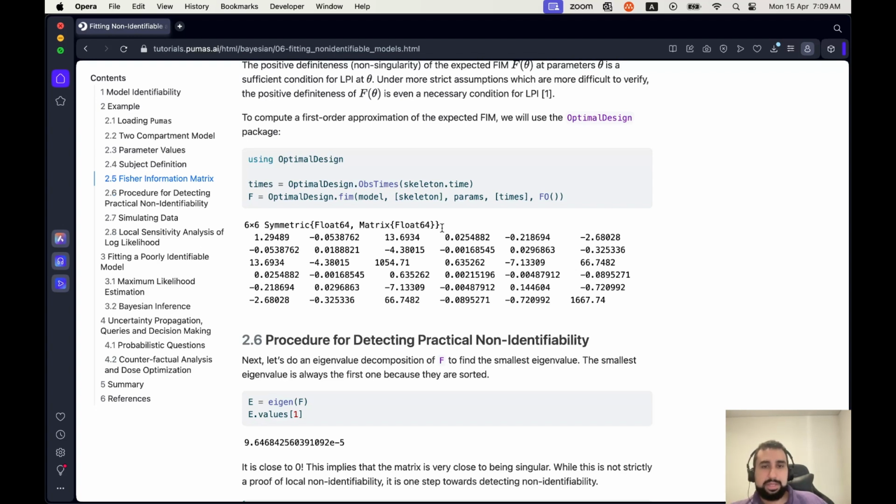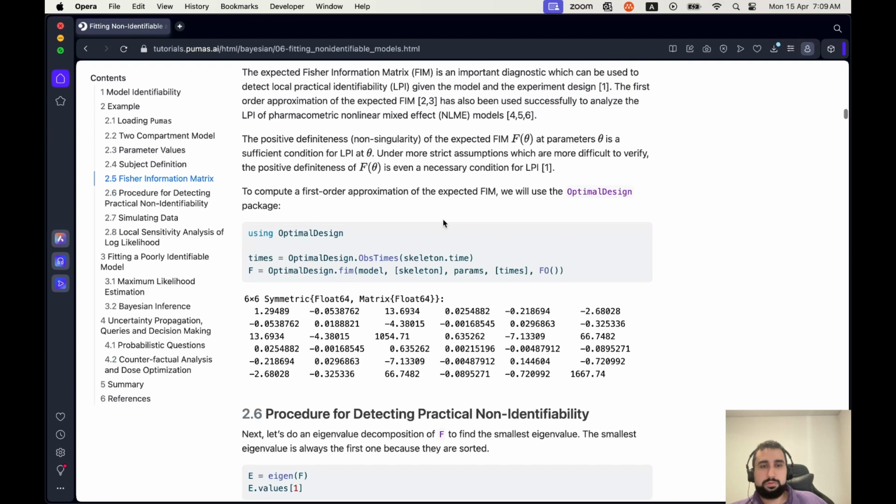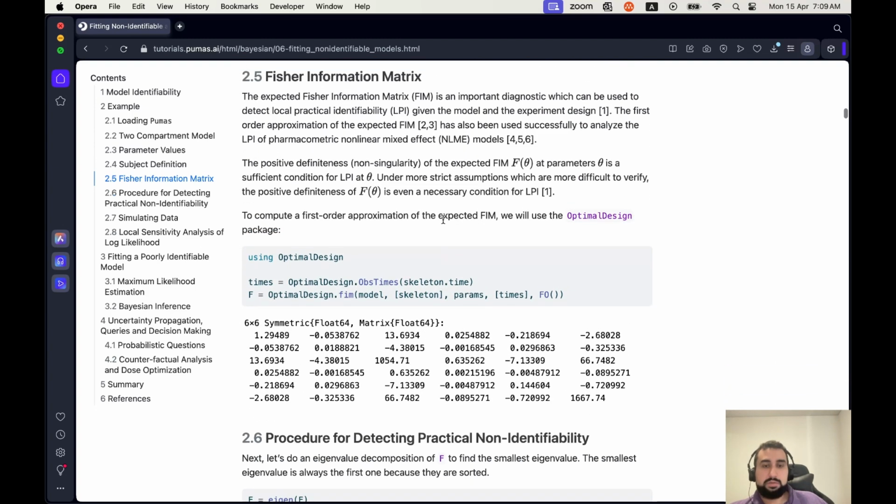We'll see. If it's positive definite, then for your model that's already a proof. You can think of this as a certificate of local identifiability. If this matrix is positive definite, then we say that your model is locally identifiable given the experiment design that we used, given the sample times that we chose and the dose that we chose and the covariates of the subject and so on. So all of these are part of your experiment design.